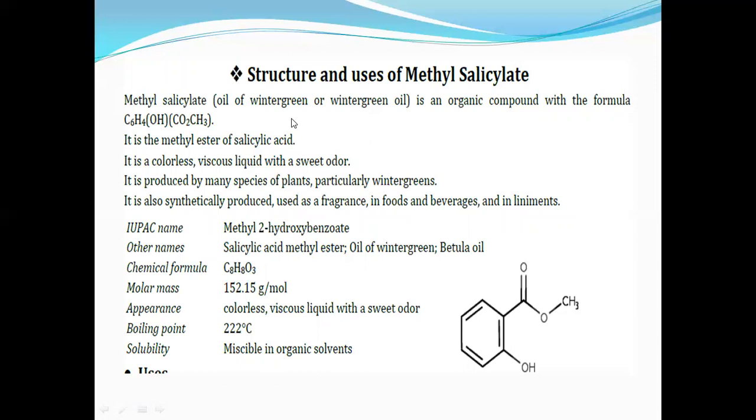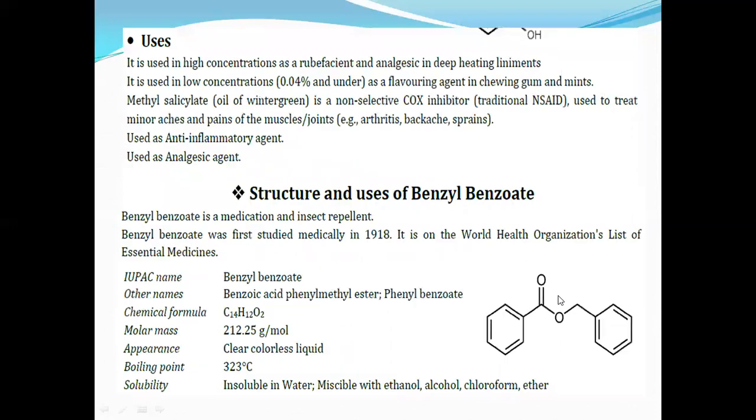Next compound is methyl salicylate, a substitution of a methyl functional group in salicylic acid. This is also known as oil of wintergreen or wintergreen oil. It is an organic compound with the formula C6H4OH CO2CH3. This is a methyl ester of salicylic acid, having molecular weight 152 and a boiling point of 222 degrees centigrade. It is basically miscible in generally organic solvents, not in water.